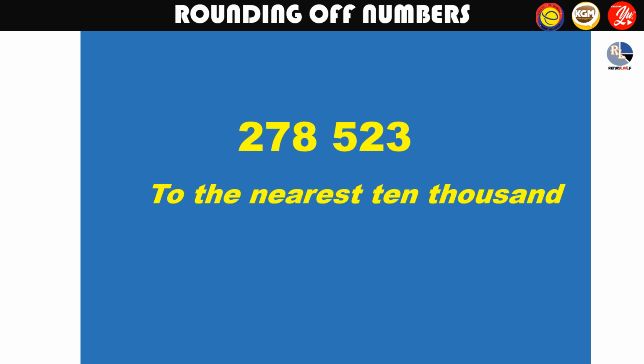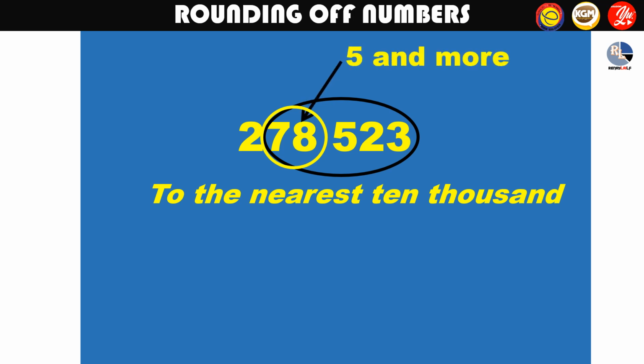All right, now let's round off 278,523 to the nearest 10,000. All right, to the nearest 10,000, which digit sits on the place value 10 thousands? Okay, let's look at the numbers. Yes, 7, digit 7 is at the place value of 10 thousands. Now, which 2 digits are we going to circle again? Yes, 78. All right, look at the second number that I circled, 5 and more. So what will happen to 7? Yes, we're going to add 1 to 7.